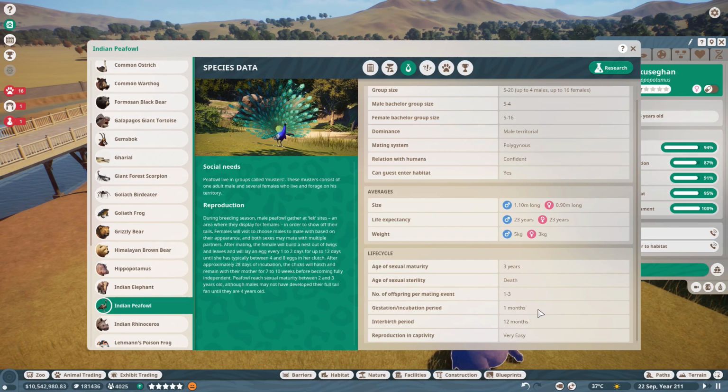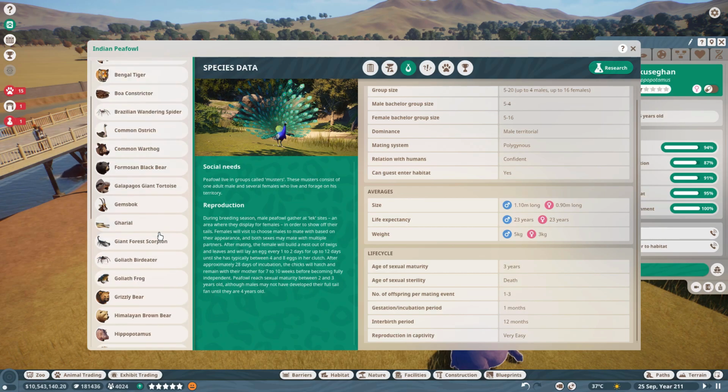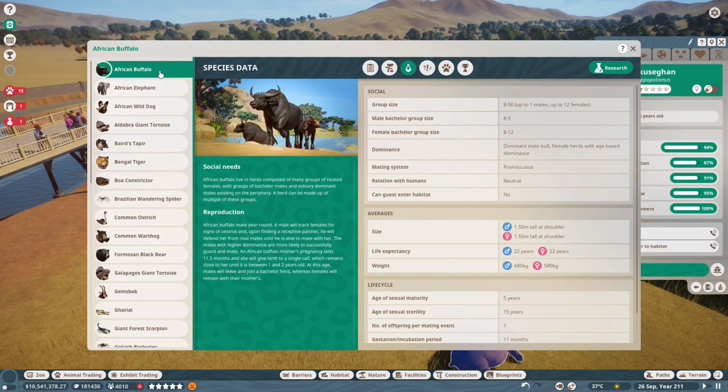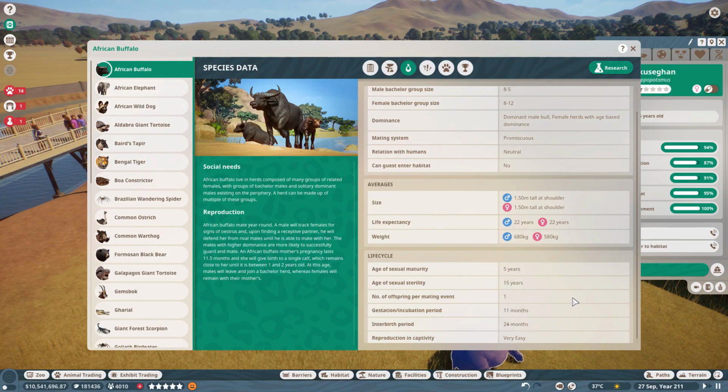So the key thing to look at here is the life expectancy, the number of mating per event, sexual maturity age, sexual sterility age, and from that, as well as the interbirth period and the length of the gestation itself, you can kind of figure out that some are going to breed much more rapidly than others. Some will have many more babies in their lifetime. The African buffalo is going to have probably 3 babies in its lifetime for a female. You can work this out because the life expectancy is about 22, but the sterility is the important part. You only have 10 years where it's able to have a baby, and so it's probably going to have 3 in that time because you add the gestation period to the interbirth period, which equals 3 years.